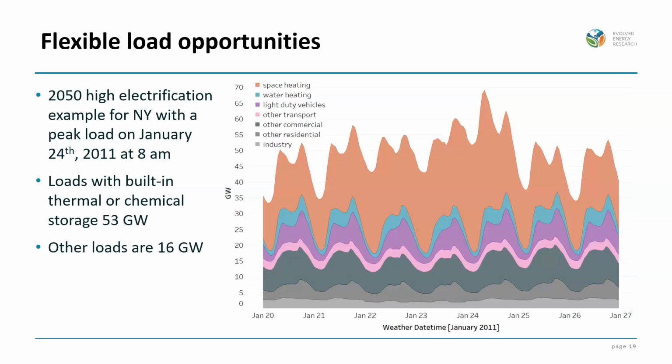So this is the 2011 peak again from that New York strip, and I've broken that down by a couple of subsector categories. So the red on the top is the space heating. The lighter blue next down is water heating, and then we have light duty vehicles and other transport. So those colored shapes, if you look at their contribution to peak, that's basically 53 gigawatts, whereas other loads are contributing 16 gigawatts to that peak hour, right?